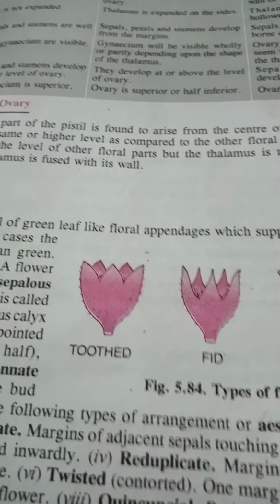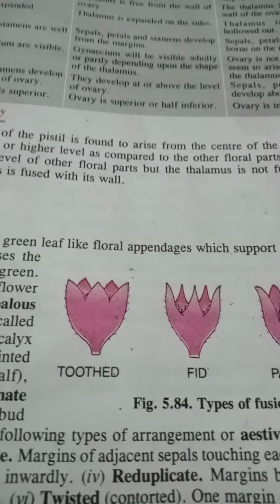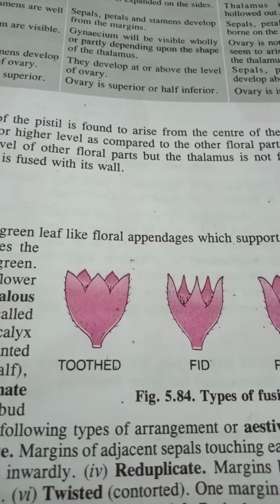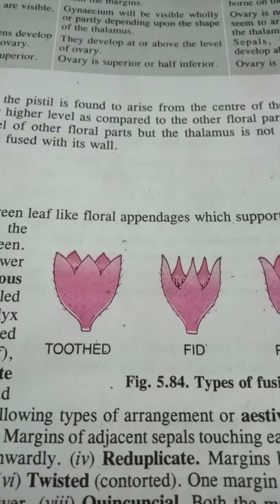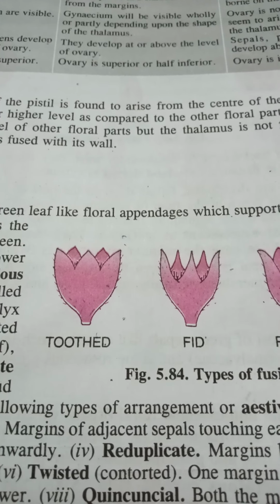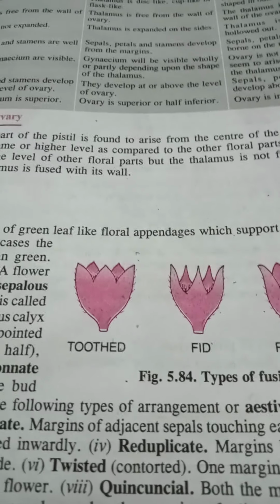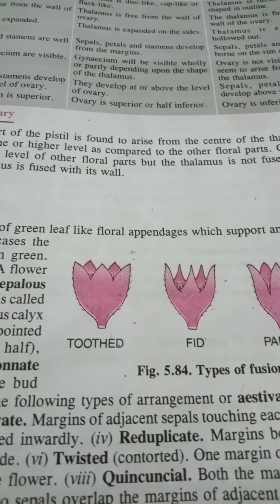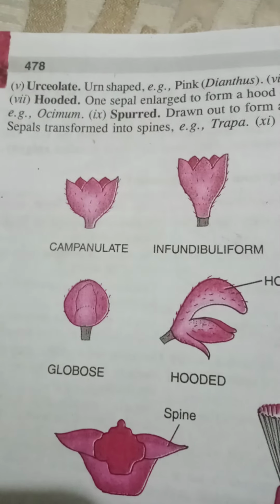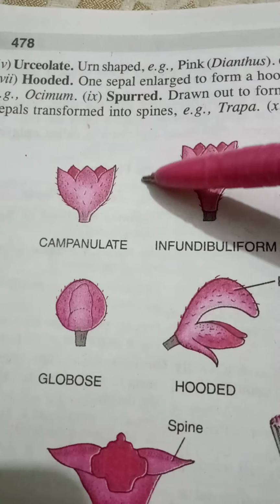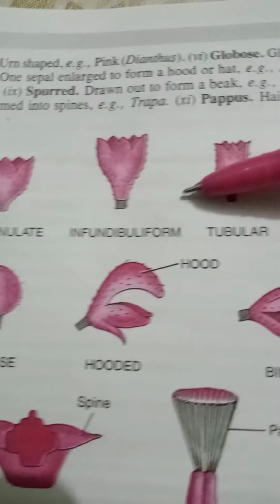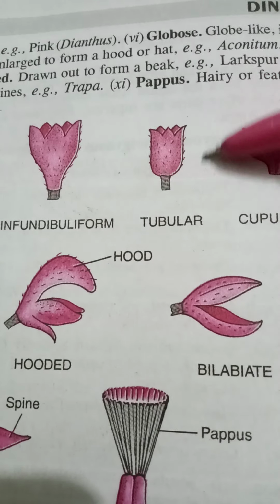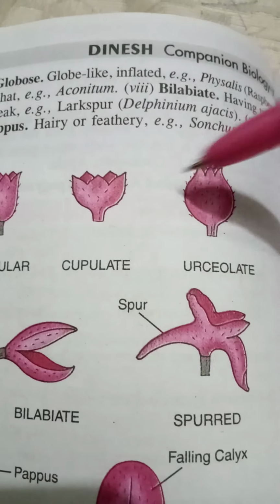First is the campanulate type, that is a bell-shaped structure, as we observe in case of petunia. Infundibuliform, which is funnel-shaped, observed in case of atropa. Tubular, tube-like, which is observed in case of verbena. Cupulate, cup-like, observed in case of gossypium. So here you can see this one, this is the campanulate type, somewhat like a bell-shaped structure. This is infundibuliform, funnel-like structure. Tubular, a tube-like structure. Cupulate, cup-like structure.